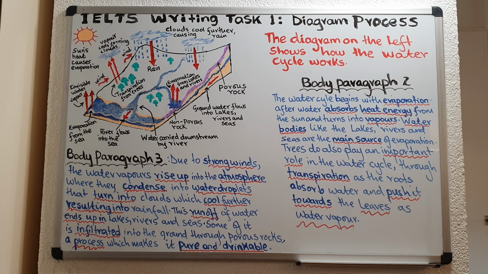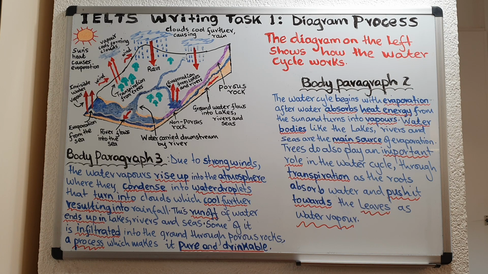Trees do also play an important part in the water cycle through transpiration, as the roots absorb water and push it towards the leaves as water vapor. So we also have trees. They play an important role in the water cycle. So it's not just the lakes, the rivers, and the seas. The trees also play an important part in the water cycle through transpiration.